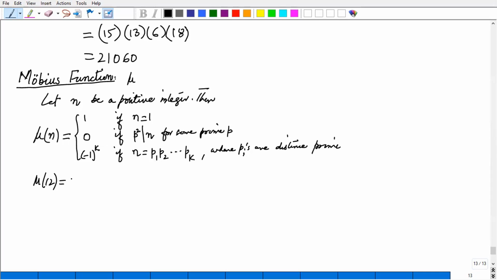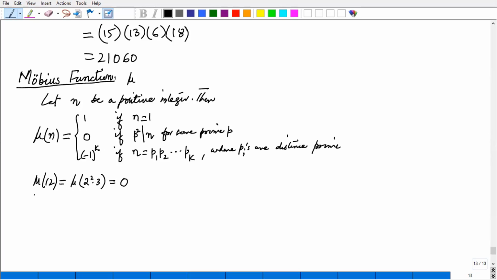But we know that 12 can be written as 2 square times 3. Because this is n, this n can be divided by 2 square, and 2 is prime. So this integer n can be divided by the square of a prime. So by definition it gives 0.